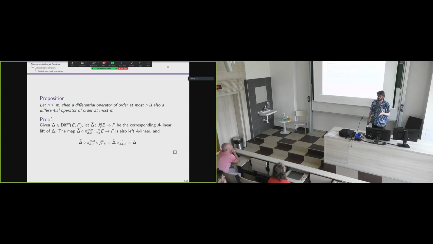Now, first, some simple propositions. If you have a differential operator of order at most n, and m is greater than n, then this differential operator is also a differential operator of order at most m. So the proof is very easy. The projection map is a vector bundle map, so you just compose them with the lift that you already had, and this gives a new lift to the higher order jet bundle. So that works out nicely, and in particular you can get, for example, zero order differential operators lifted to any jet order.